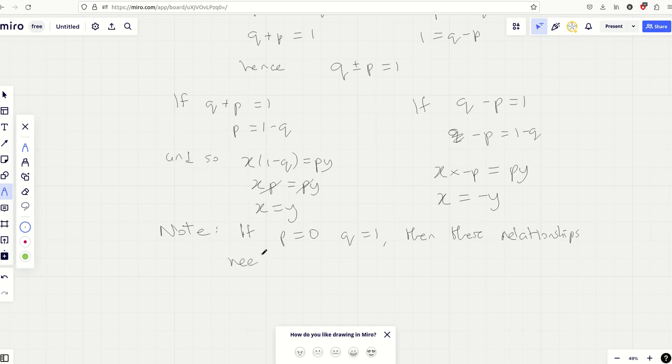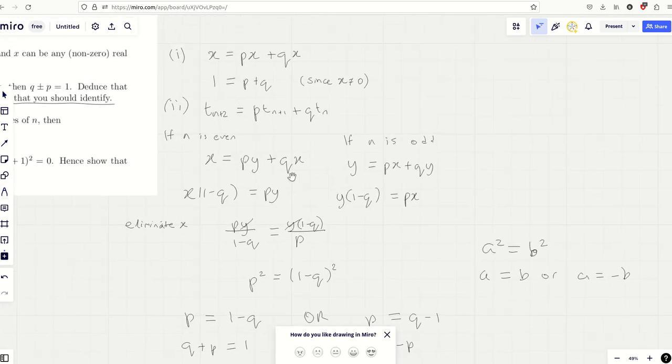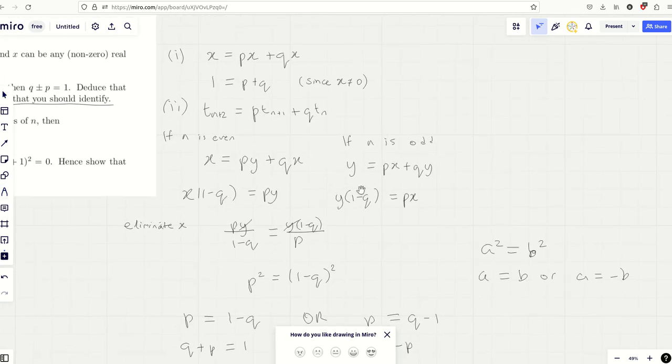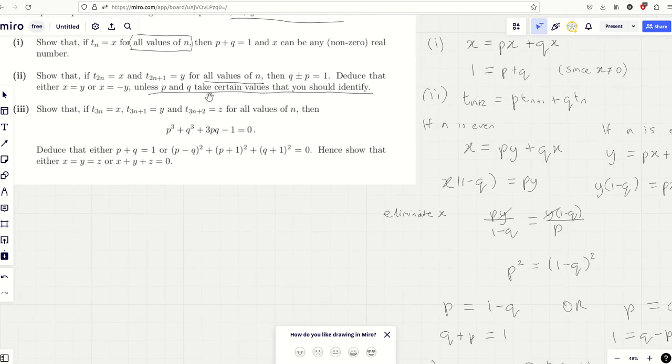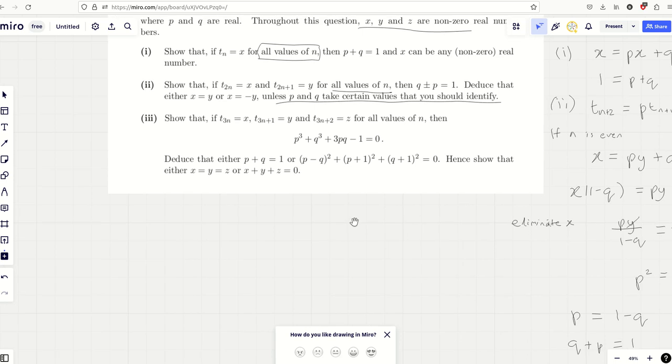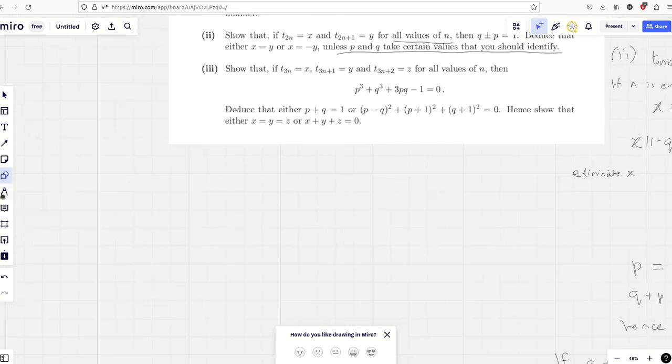Need not hold, I'll just put, because the original condition is satisfied anyway if q is 1 and p is 0. Both those equations are satisfied. So unless p takes certain values which you have to identify, we've done that. Okay, right. Part 3. Now, always think about what the question's setting you up for.